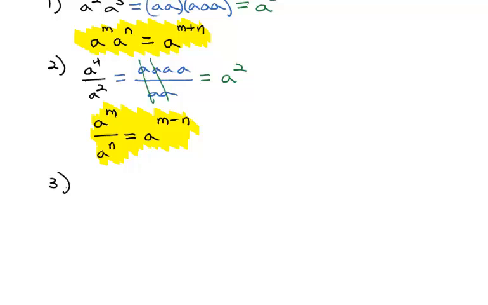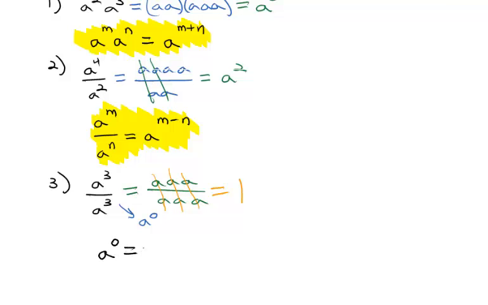Third property that I want to remember is when we've got something like a cubed over a cubed. Now, if we use that subtraction system, if we subtract 3 minus 3, we get a to the 0 power. But to help us really understand what a to the 0 power is, let's simplify this the same way we did before, with 3 a's in the numerator and 3 a's in the denominator. We'll see that all those a's will divide out, and when everything divides out, the answer we're left with is simply 1. This tells us the important property that any base to the 0 power is always equal to 1.